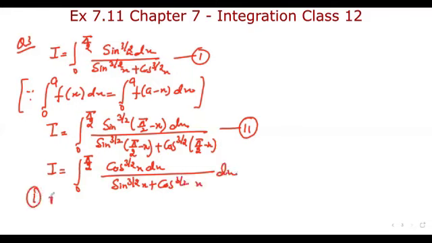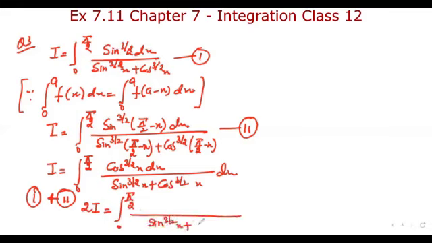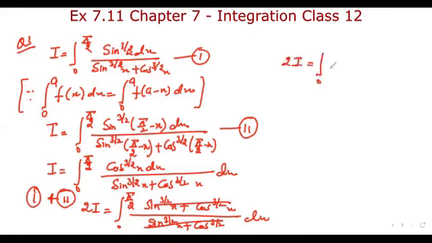Now adding first and second, I will get I plus I, 2I, and this will be integral 0 to pi by 2. The denominator is the same, sine power 3 by 2 x plus cos power 3 by 2 x, the base of both is the same. And the numerators will be added. This will be sine power 3 by 2 x plus cos power 3 by 2 x. This and this are going to cancel. So I have 2I is equal to integral 0 to pi by 2 dx.